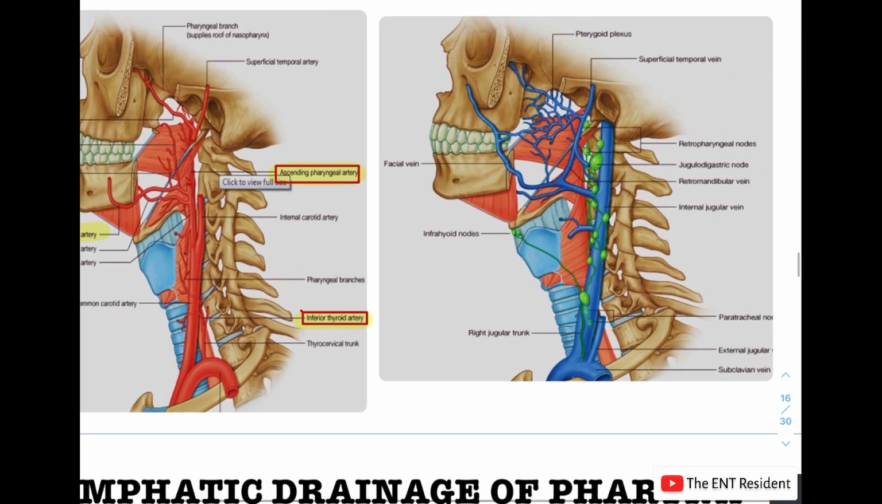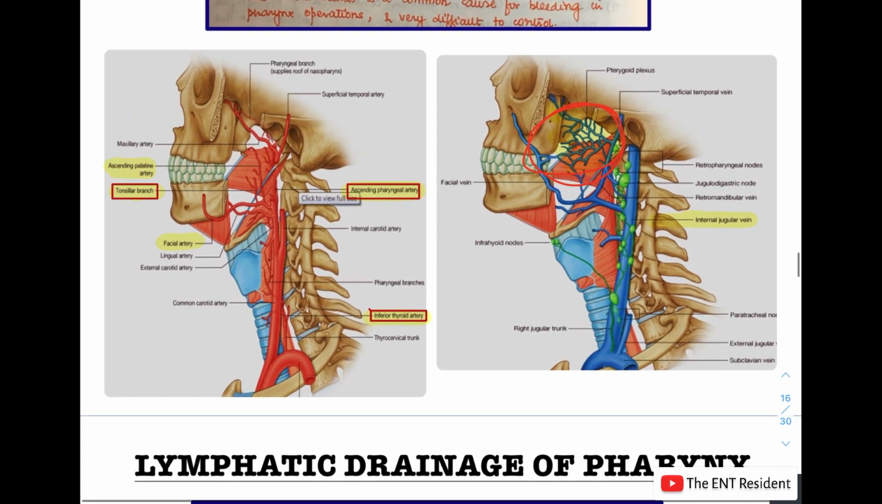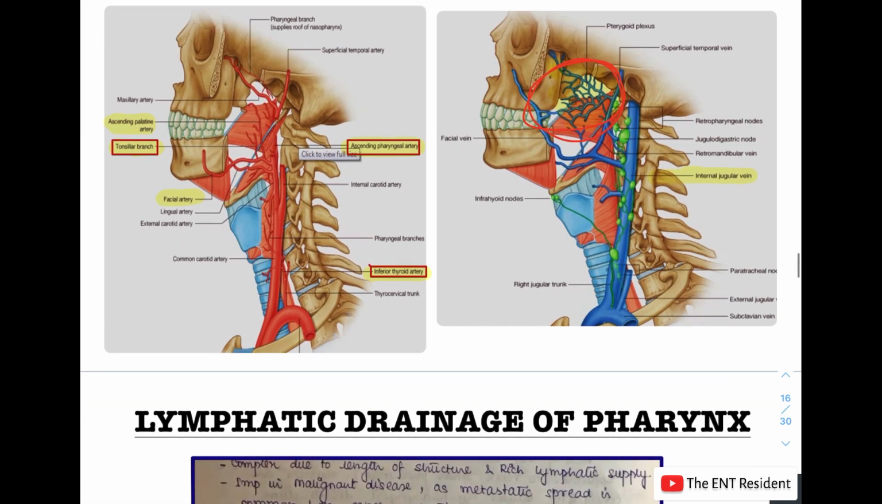And as you see in this case, all the veins ultimately drain into the internal jugular vein over here. And some part of it has a connection with the pterygoid venous plexus. As you can see over here, this is the pterygoid venous plexus. Some of it has some connection with this plexus.